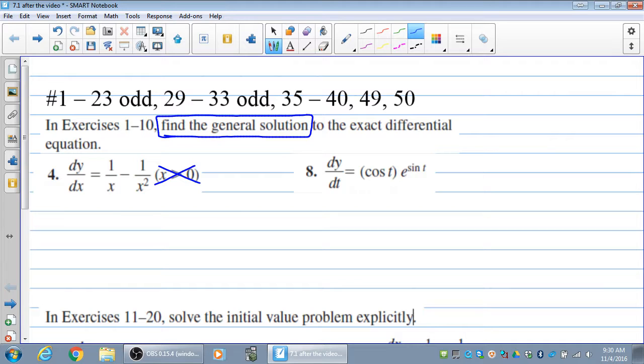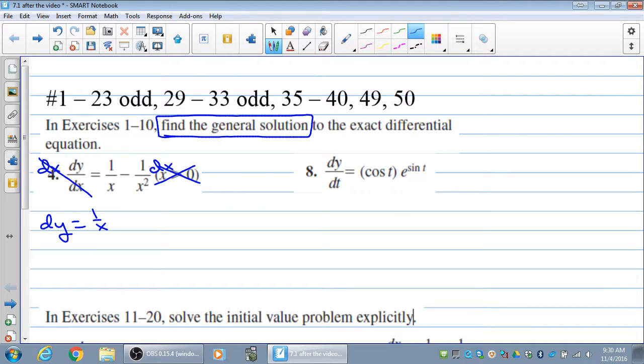All right, let's talk about find the general solution. That means back up to the original function. There was a function whose derivative is this. What is that function? That's what they're asking you to find. So we're going to multiply both sides times dx. These differentials work just like variables, so those cancel. And we have dy is equal to 1 over x.